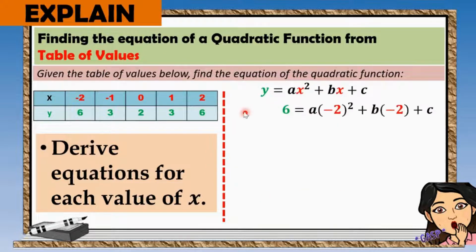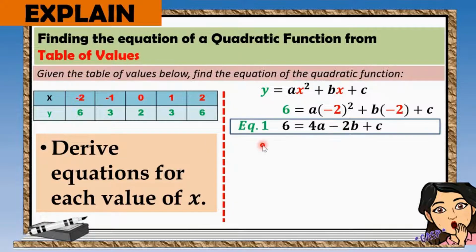So, I use y equals 6 and x is negative 2. Just substitute. 6 equals a times the quantity negative 2 squared plus b times negative 2 plus c. So, simplify. We all know that negative 2 squared is equal to positive 4. So, 6 equals 4a minus 2b plus c. This is our equation 1.